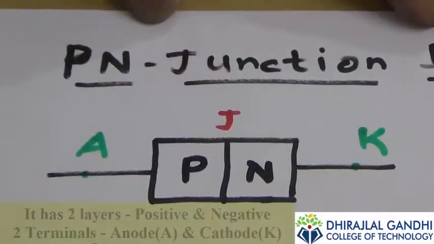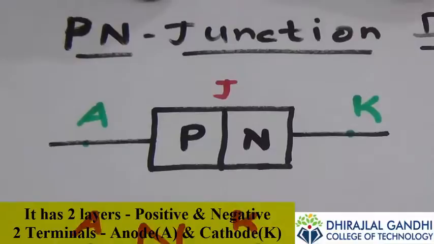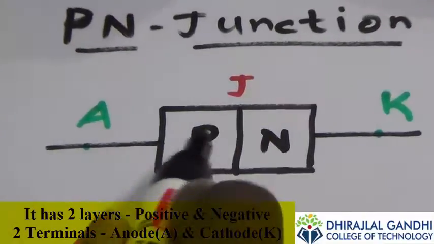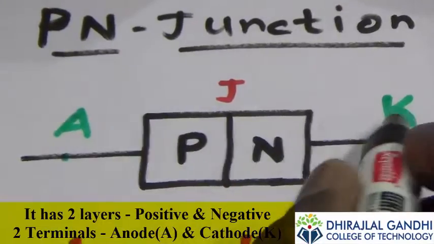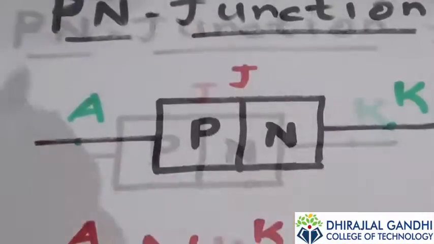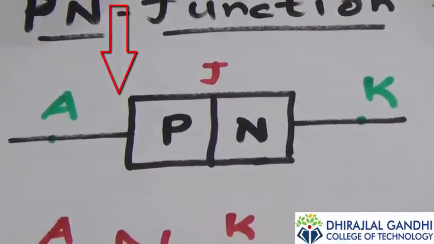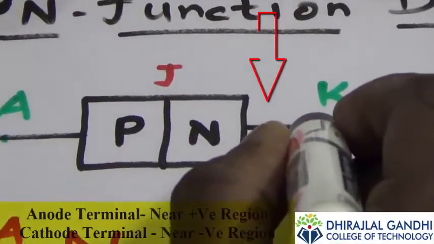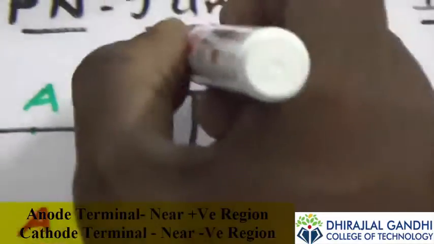Here it is a two-layer, two-terminal and one-junction device. The two layers are P and N. The two terminals are anode and cathode. The terminal which is very close to the P is called the anode. The terminal which is very close to the N is called the cathode. The one junction is J.